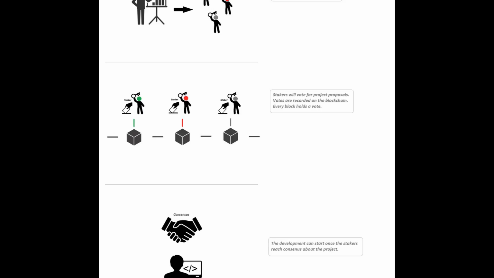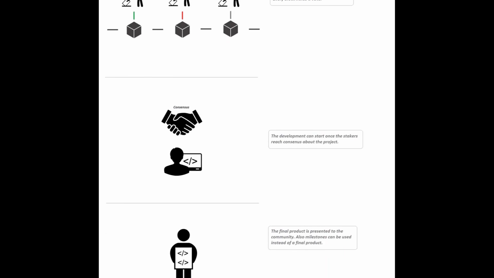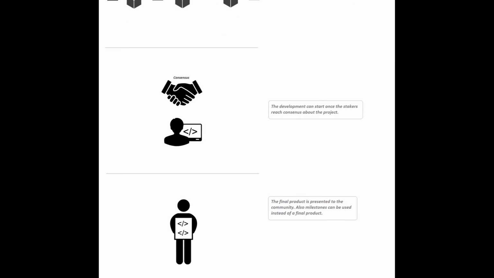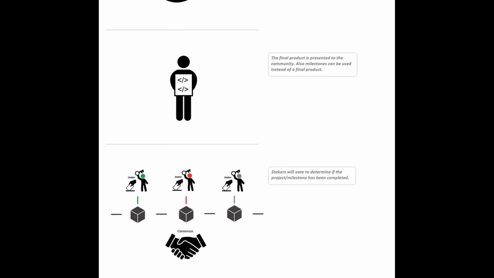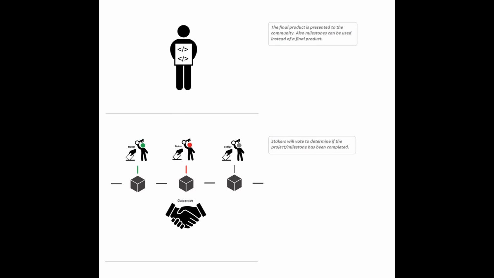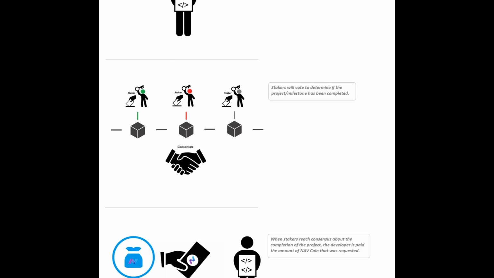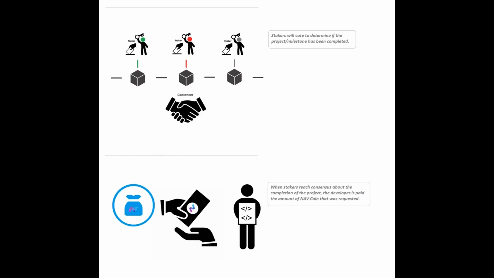So this would be the first round of voting. In this round, the stakers vote for the project. If the project gets approved by the stakers, the developer can start working on it. When the developer finishes the project, he can present it again to the community. The stakers will have another round of voting, the second round of voting, where they vote about the release of the funds. When a majority of the stakers agrees that the project is done, the funds will be released from the community fund.